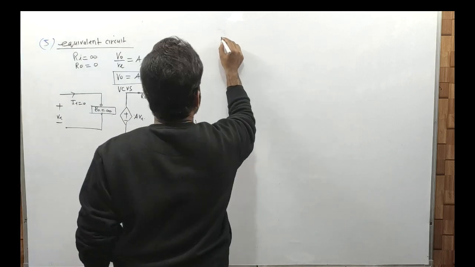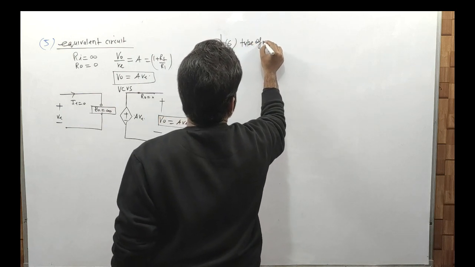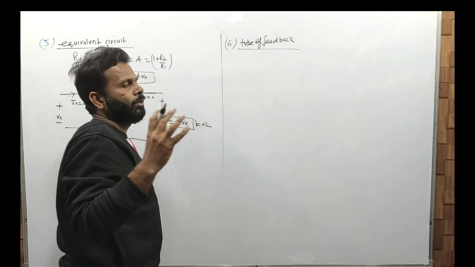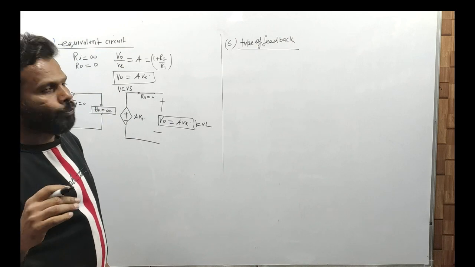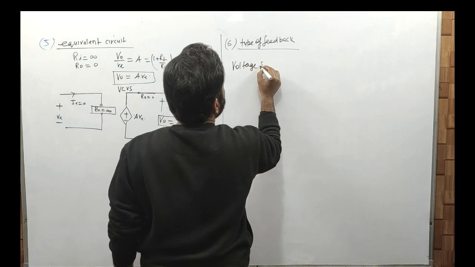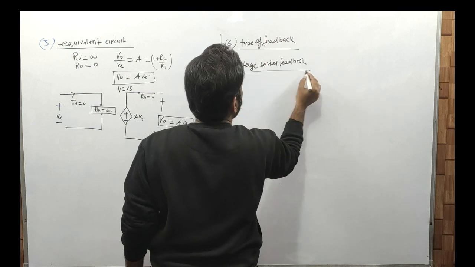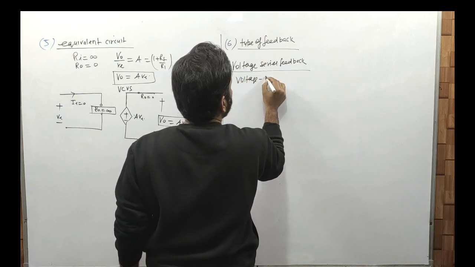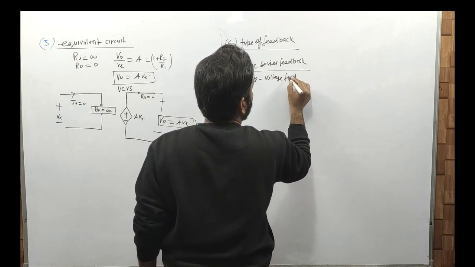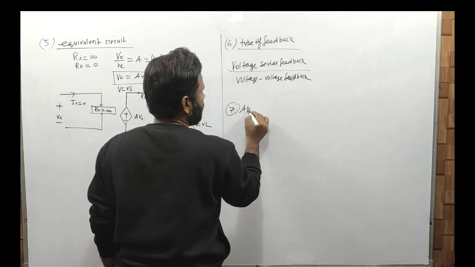Now in the next part, 6th point, the type of feedback is what? In inverting mode op amp we use voltage shunt feedback, but here we use voltage series feedback. अगर ये ऑप्शन में नहीं है then you use voltage feedback. Okay, then in the 7th point, its application.